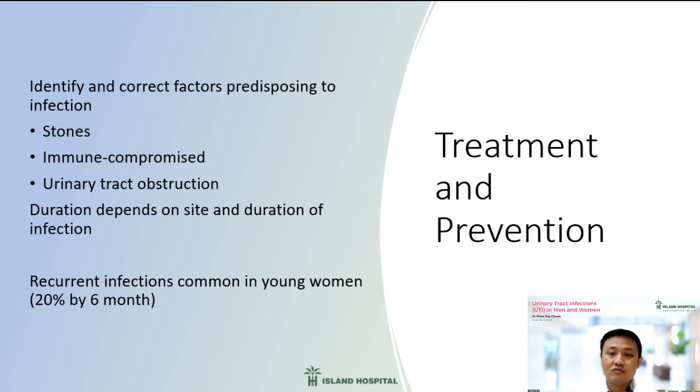There's no use if you keep giving antibiotics to a patient when you know the infection is caused by a stone. And in immunocompromised patients or patients with urinary tract obstruction, you need to clear the obstructions. Especially in males with an enlarged prostate who have difficulty passing urine, they retain a lot of residual urine after each voiding. So in that case, you need to treat the prostate so that they can empty the bladder better. Now, 20% of women will have reinfections in 6 months.